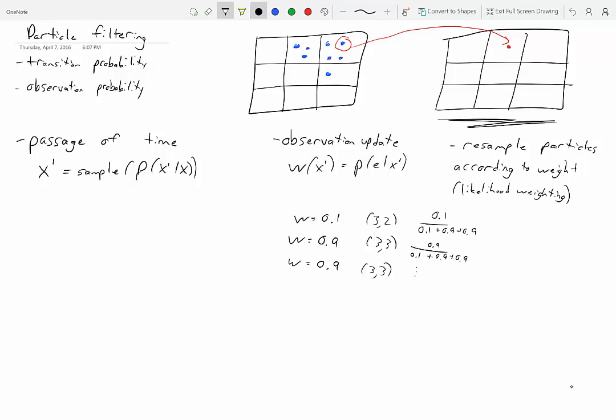So these are the three steps that you do, and after you resample, you'll be back to a grid with a bunch of particles all having weight 1. And in the worksheet, we'll go over how to actually do these.